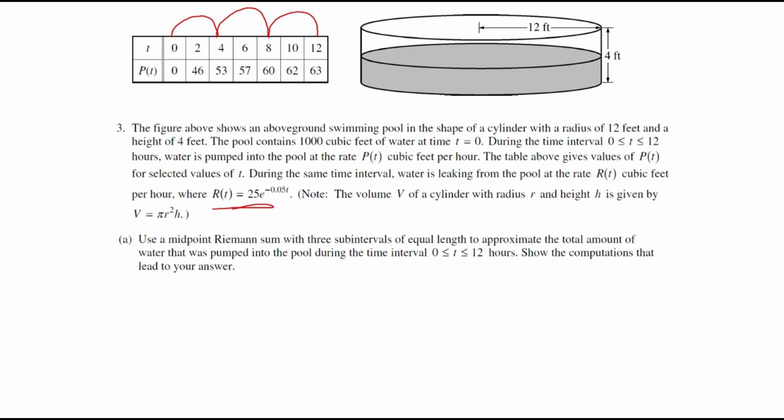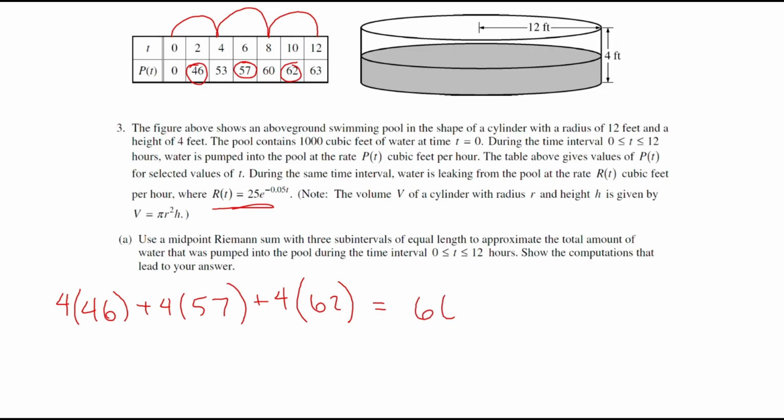And a midpoint Riemann sum will mean we're going to take the midpoint values for each of those. So each interval has a width of 4. So we're going to do 4 times 46 plus 4 times 57 plus 4 times 62. And we'll just add those all together, and multiply and add them all together. And we end up with 660 cubic feet of water is pumped in.